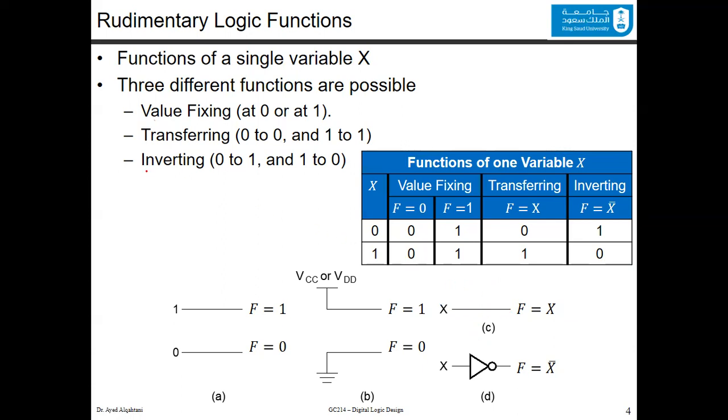The last function is inverting. So you flip 0 to 1 or 1 to 0. And we know that this is the NOT gate, or simply we say the function f is equal to x bar. So if x is 0, then the function f is going to be 1. If it is 1, then the function will be 0. These are the rudimentary logic functions.